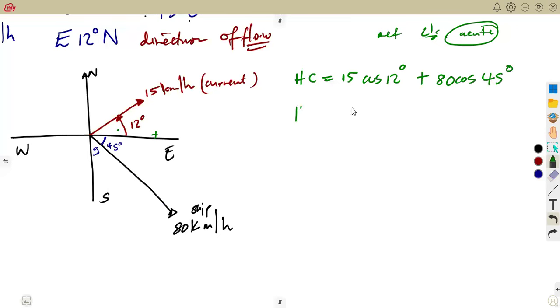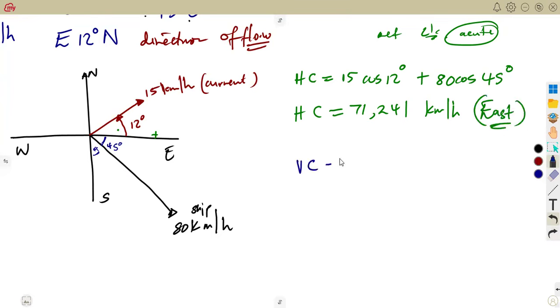So let's take this all together. That is going to give us 71.241 as a positive. That's kilometers per hour. And being positive horizontal, it means we are going to the east.